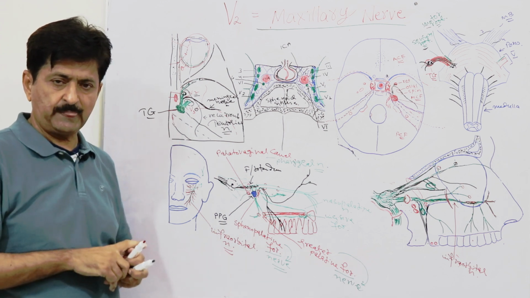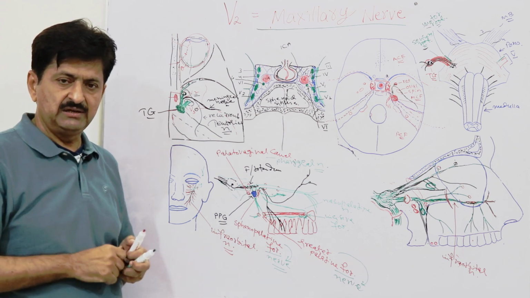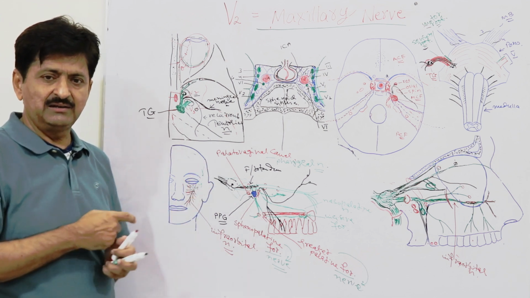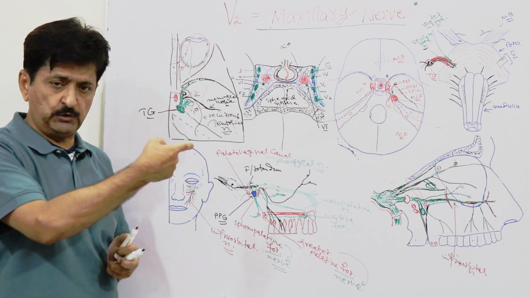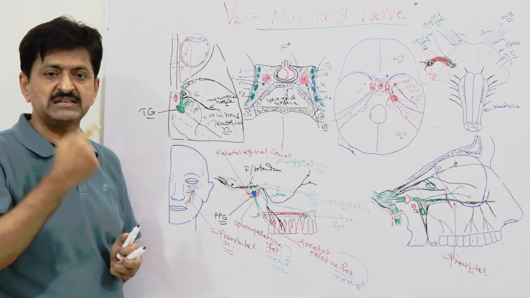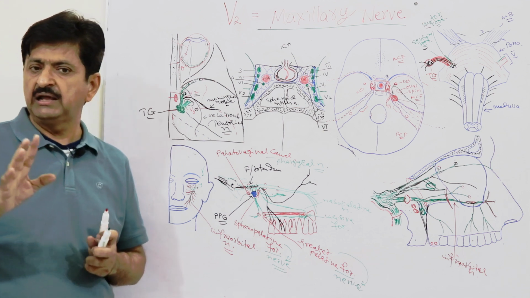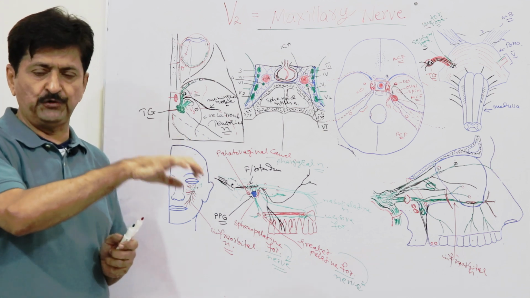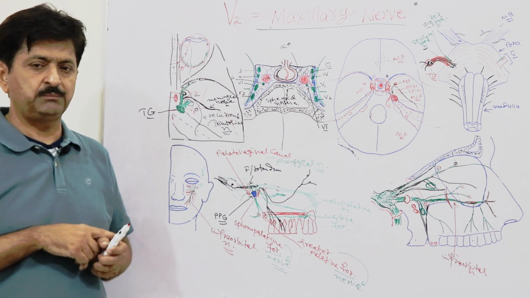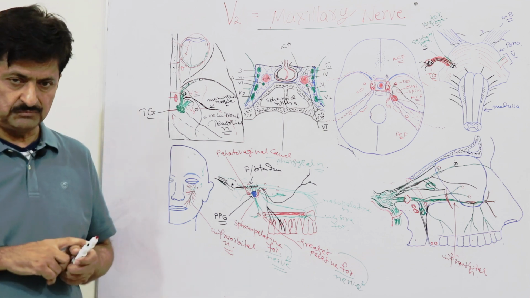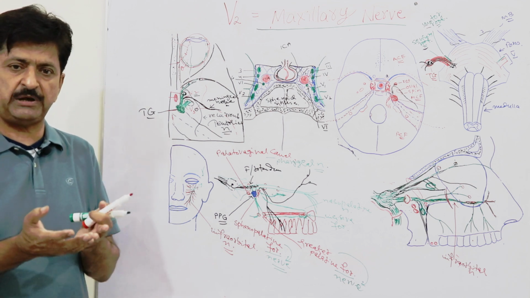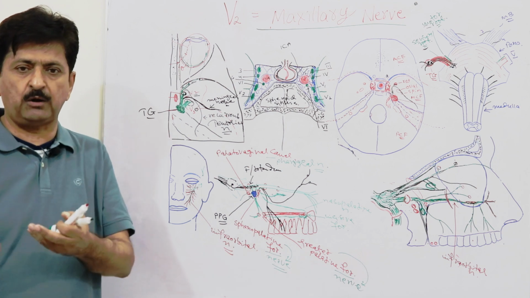Four branches: the pharyngeal branch through the palatovaginal canal, sphenopalatine branch through the sphenopalatine foramen, greater palatine nerve through the greater palatine foramen, lesser palatine nerve through the lesser palatine foramen. These are surely branches of the maxillary nerve, but they do not arise from the maxillary nerve directly. So, what is the problem? What is the trick here? They are branches of maxillary, but they are not coming out of the maxillary.